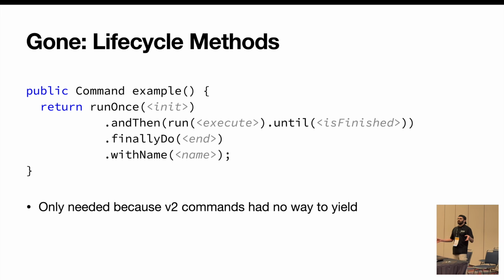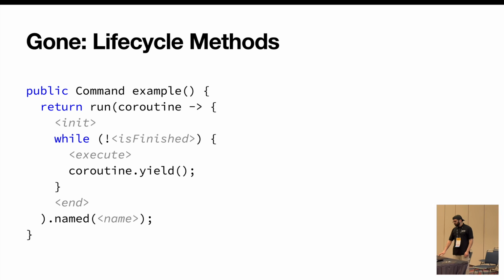So you have to split all of that up because V2 needs that, because you have to split up your own code so that it can run in slices. In V3, with coroutines, you don't need to do that. You just write a while loop, right? And because it's just normal Java, you can also have if statements, switch statements. You can do whatever you like in here without needing any of the commands DSL or framework stuff on top of it.